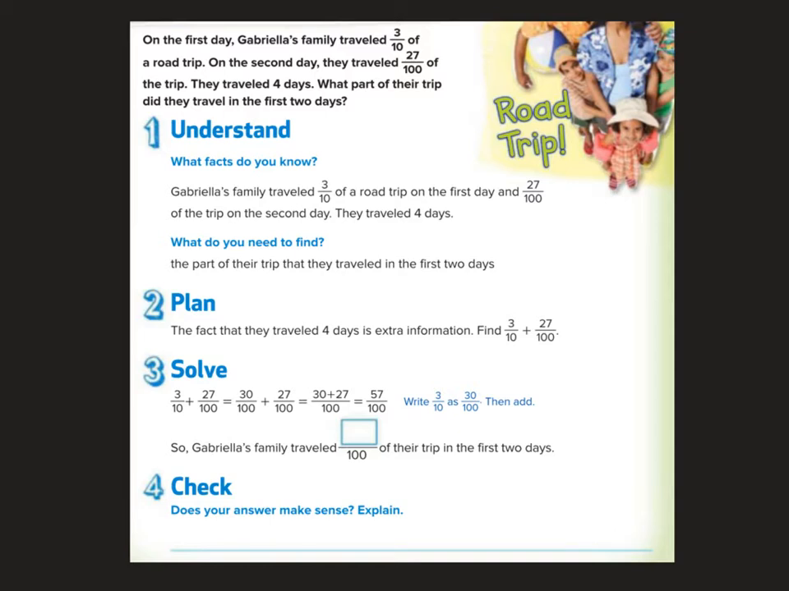All right, so our first job is going to be to understand the problem. What facts do we know? We know that Gabriella's family traveled 3/10 of the road trip on the first day and 27/100 of the road trip on the second day. We also know that they traveled 4 days. So what do we need to find? We need to find the part of their trip that they traveled in the first 2 days.